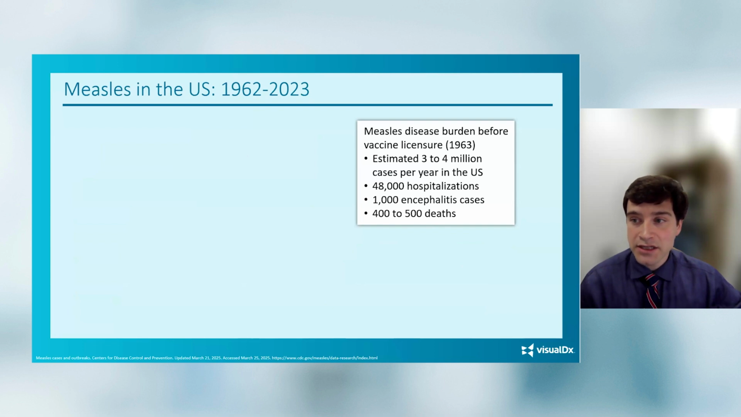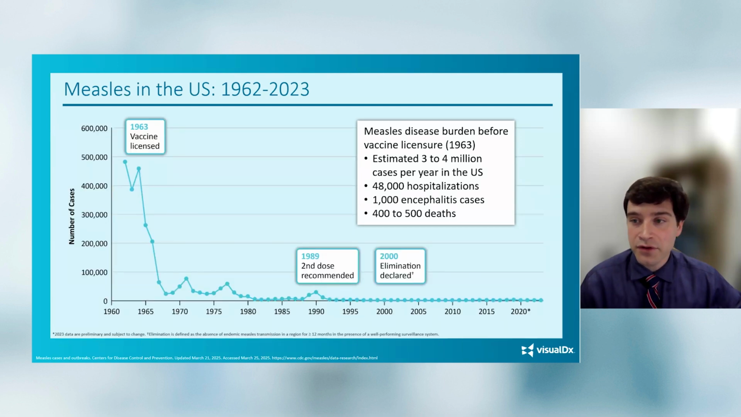Prior to 1962, measles was an extraordinarily common disease in the United States. Virtually everybody was infected with measles in childhood. There were an estimated 3 to 4 million cases per year, nearly 50,000 hospitalizations, about 1,000 severe encephalitis cases, and 400 to 500 deaths every year associated with measles.